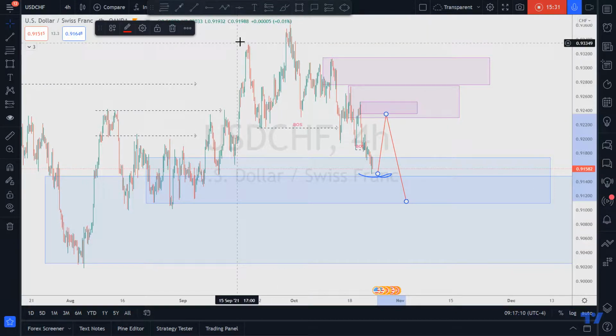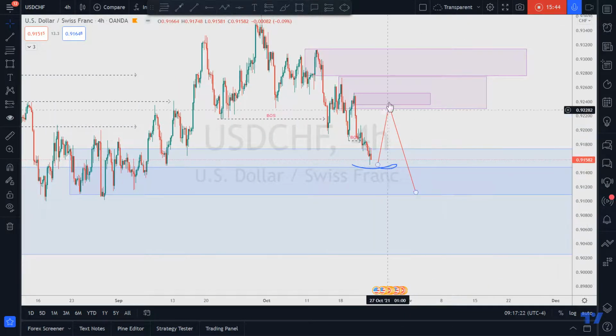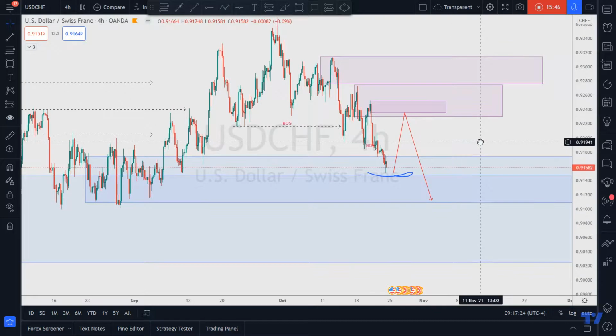That's where I will be looking for price to continue down, because this is a significant turning point, and we see that we made lower highs, lower lows, lower highs, lower lows, lower highs, and I'm expecting that to continue as the week progresses.